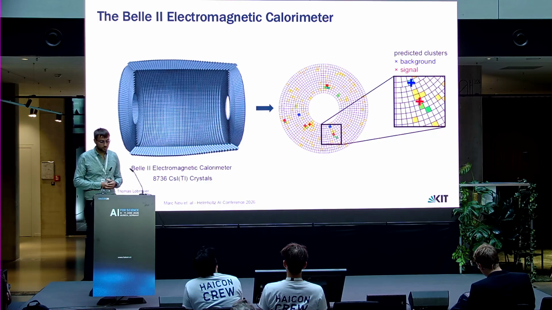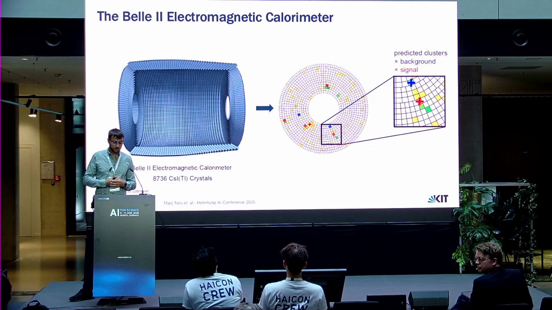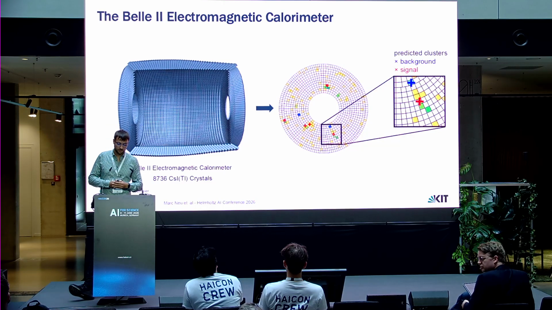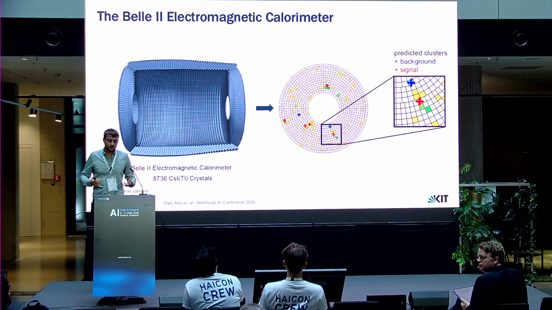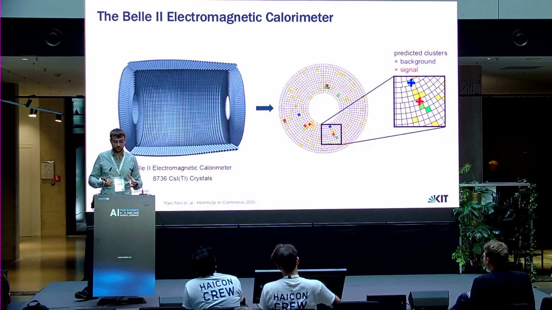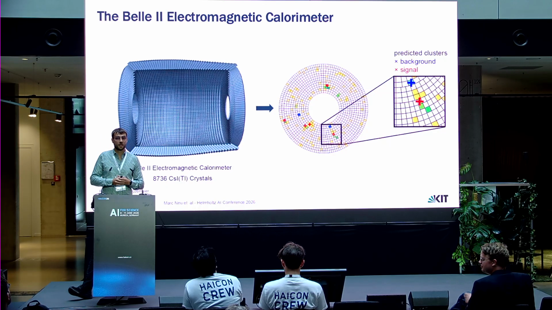So this is an example. The colored dots here are crystals which were hit by a particle or noise. The color gives the energy of the hit crystal. The goal in our trigger system now is to predict clusters of these energy depositions. You can see also on the right, for example, we have background, but also signal clusters. And this is something we want to deploy for the readout system of this detector.